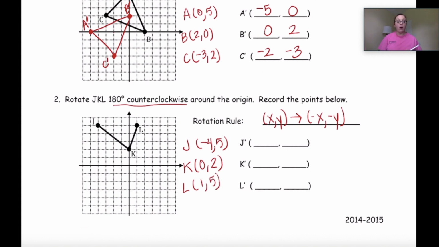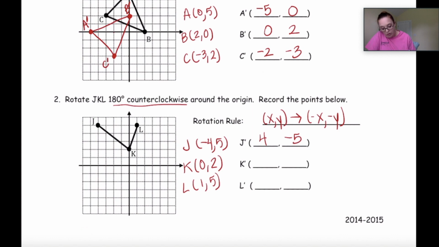So following my rule, it's telling me to start off by taking the opposite, or -x, so the opposite of my x coordinate. Well, the opposite of -4 is +4. And then it's telling me to take the opposite of my y coordinate. The opposite of 5 is -5.